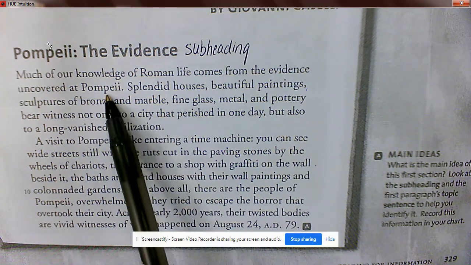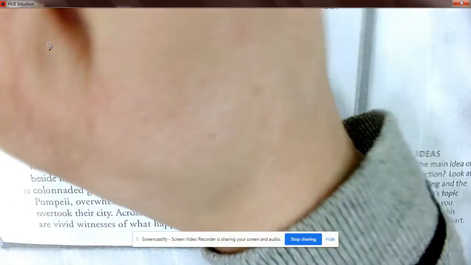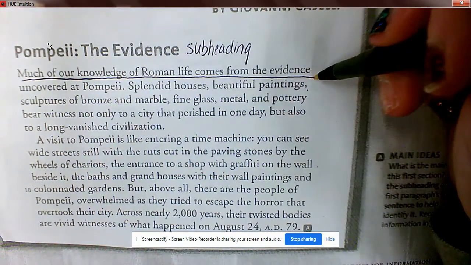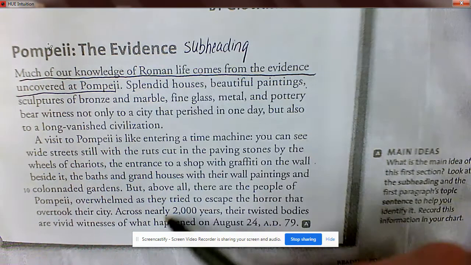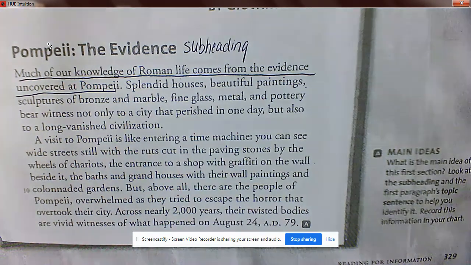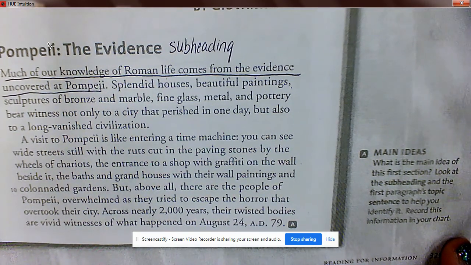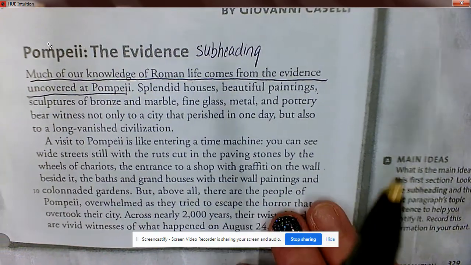So do you agree? Do you think that's the topic sentence, the first sentence? Yep, I agree. Because remember, the main idea is broad, which means it's not very specific. Everything that's taught here goes along with the main idea. So what is the main idea of the first section? Look at the subheading and the first paragraph's topic sentence to help you identify it. Record this in your chart. Well, we've talked about it.